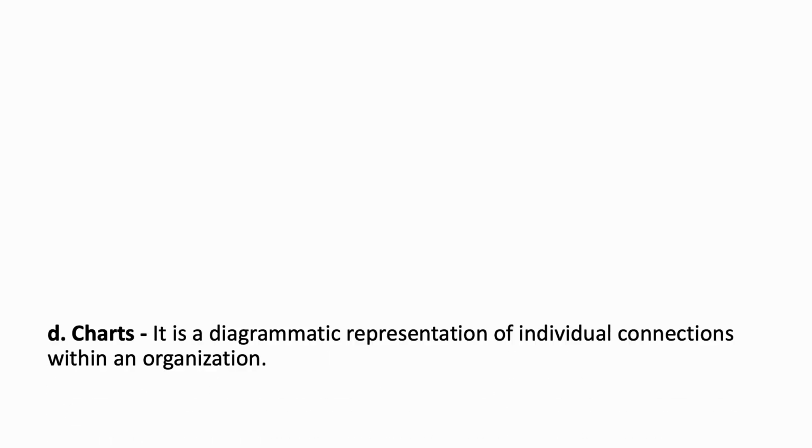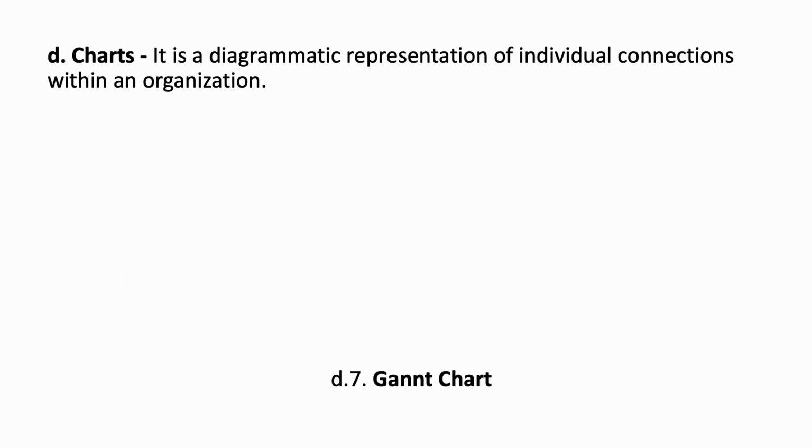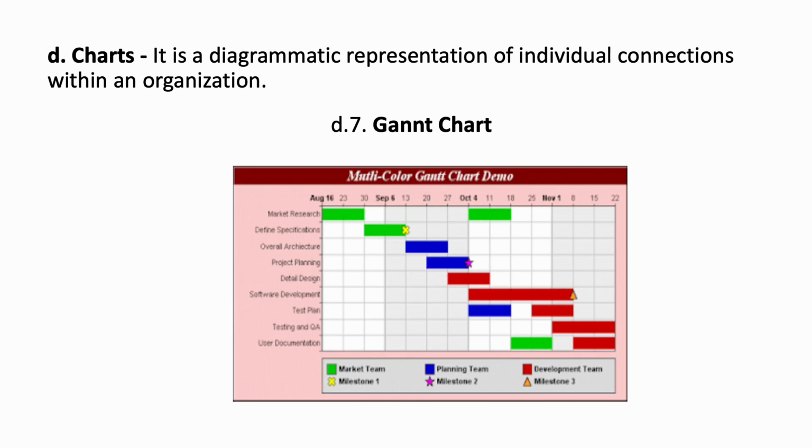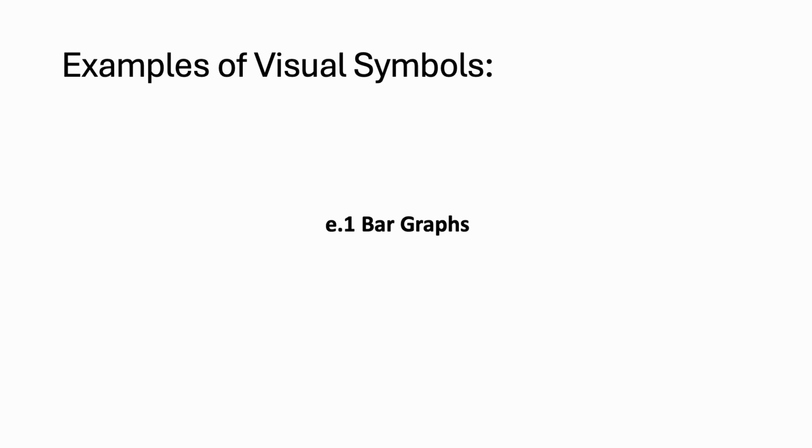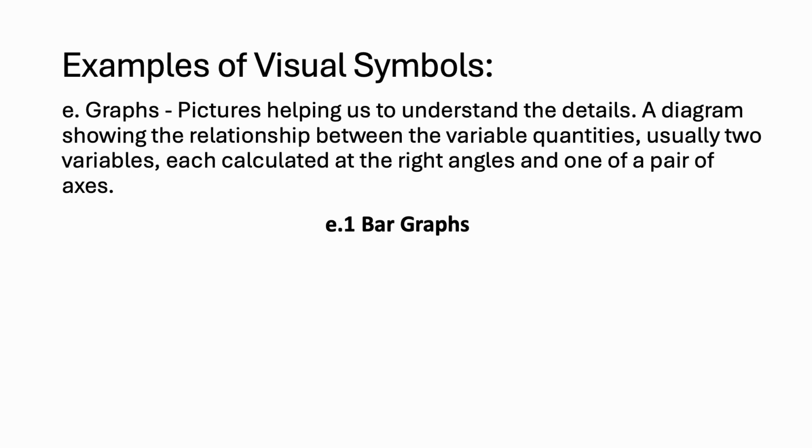So this one is another example of chart, which we call Gantt chart. So basically it explains the accomplishment you have done for such specific task. Okay, and we have the visual symbol for graph.